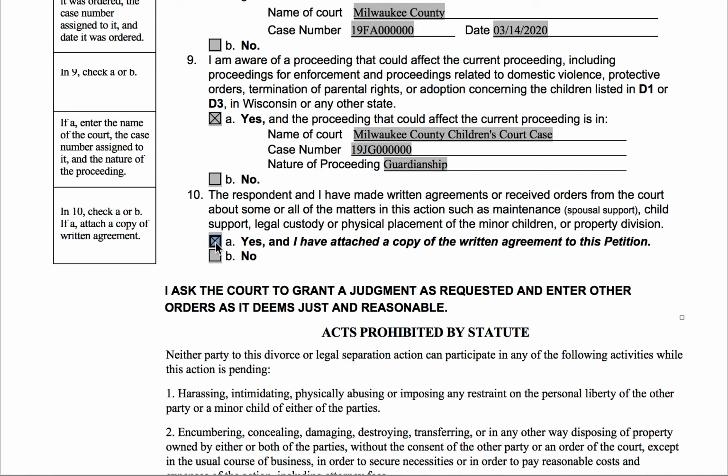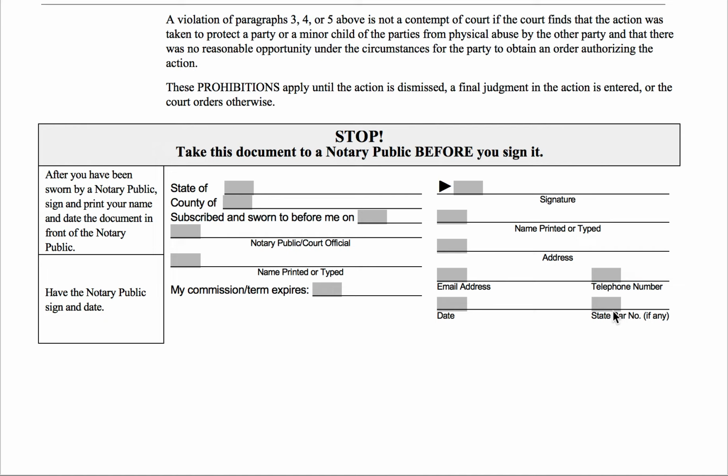And then that is all for filling out this form. Down here, you'll go ahead and fill in your name, your address, your email, and your phone number. You don't need to put a state bar number because unless you're an attorney, you don't need to have that information. And then you'll make sure that when you print this out, it needs to be signed in front of a notary. All right, well, that is all for the petition.